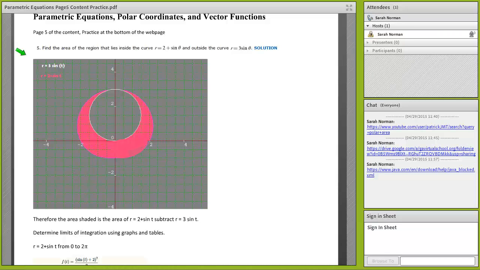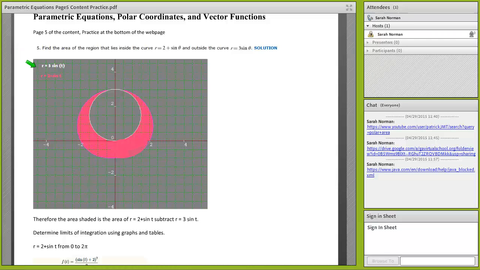So what I did is I used Graphmatica to graph each of the polar curves. You can do this by hand as well, but since this particular recording is over area, I'm not going to go back and go over how to graph the polar curves. However, if you do need that, let me know and I can make a recording on that as well.